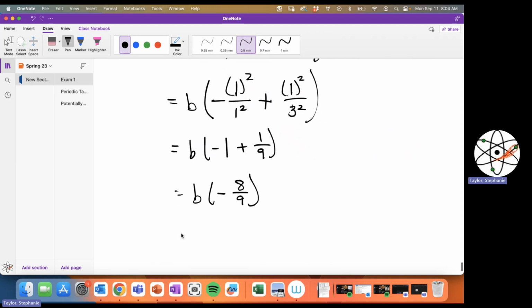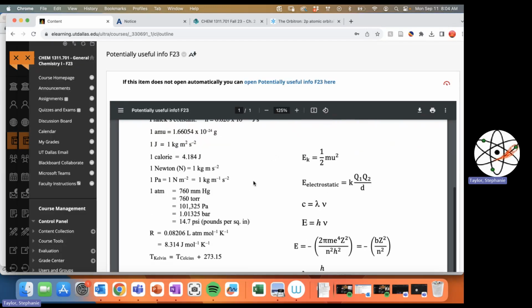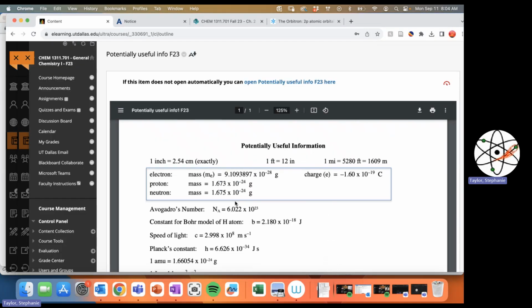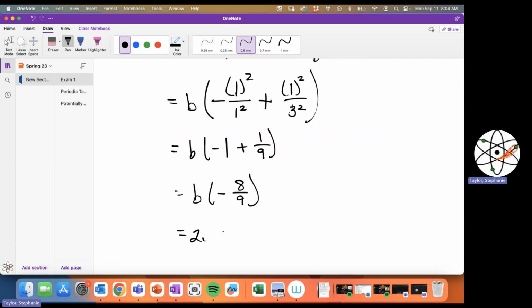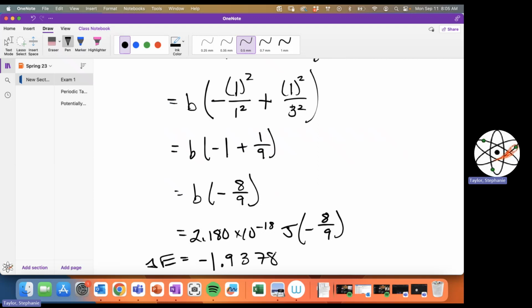You can also plug that into your calculator. Then I really like the value of b, so I'm going to come back to my potentially useful information page. And b is the constant for the Bohr model of the hydrogen atom right here, 2.180 times 10 to the negative 18th joules. So 2.180 times 10 to the negative 18th joules times negative 8/9. So that does get me a number for my change in energy. So that's what this is. This is my change in energy.